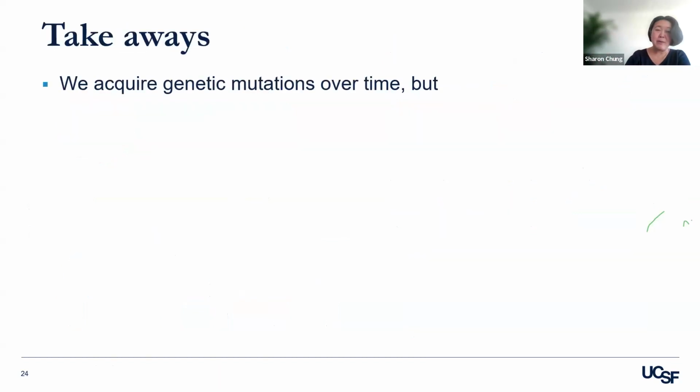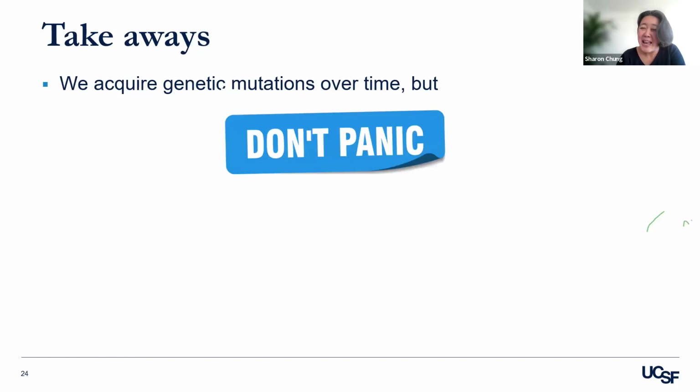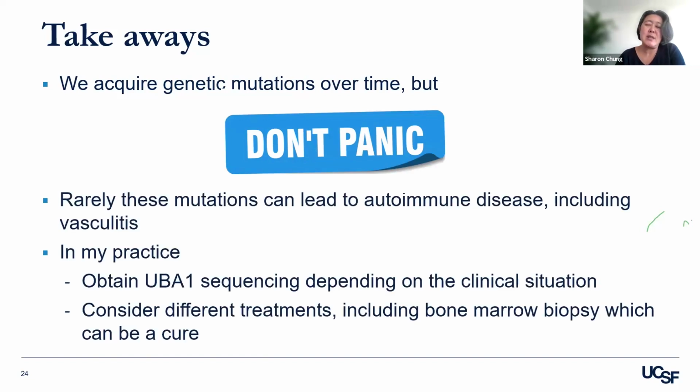So what do we take away from this? We all acquire genetic mutations over time, but don't panic. It's okay. Most of the time, these mutations occur in places that really don't have an impact. Rarely, these mutations can lead to autoimmune diseases, including vasculitis and including processes like VEXAS.